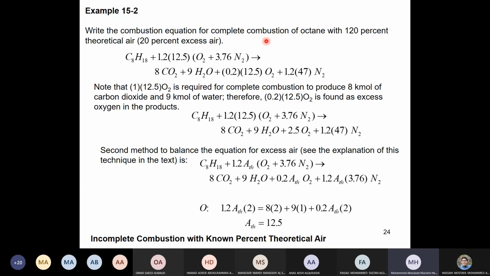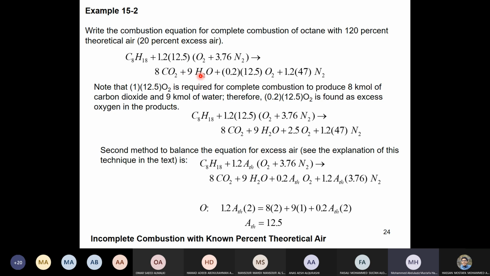Write the reaction equation for octane with 120% theoretical air. 100% theoretical air means 20% excess air. So how do I write this equation? This is the way I do it. I write C8H18. Then I write CO2 and balance the CO2, so this will be 8 CO2. Then I write H2O and balance it: this is 18, this is 2, so this will be 9 H2O.